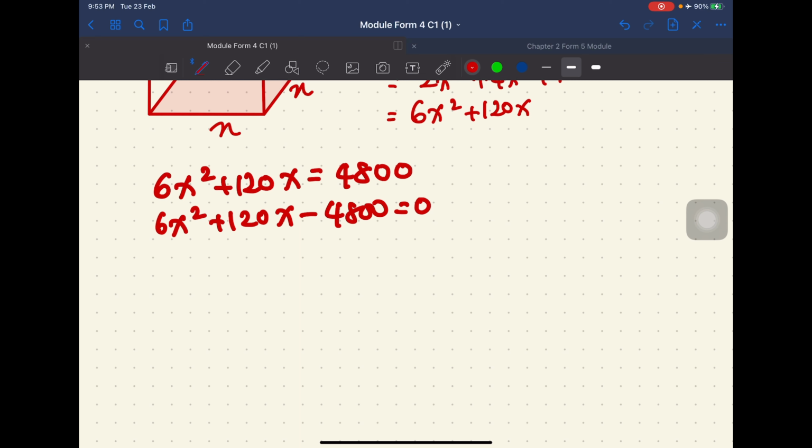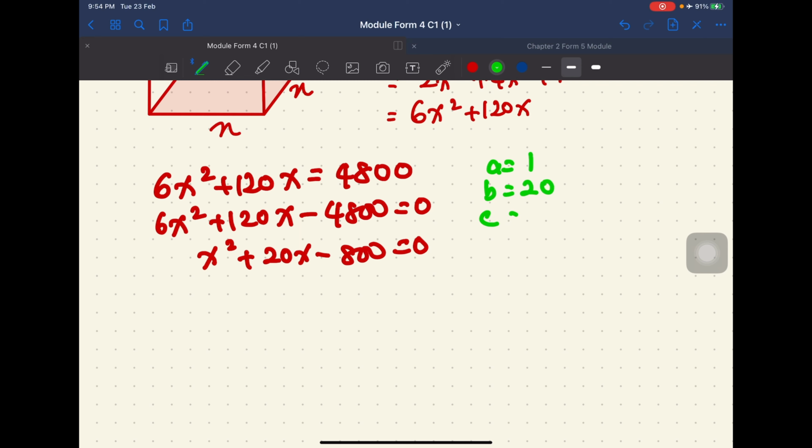Next, cuba simplify. Cuba permudahkan. Boleh simplify tak? Ni, bahagi 6 semua kan? So, bahagi 6, cuba kecilkan. So, kita akan dapat x square plus 20x minus 800 is equals to 0. Okay, so next macam biasa, kita cuba pakai backward solution. Tekan calculator EQN tadi. Kita tekan EQN, okay, masukkan A is equals to 1, B is equals to 20, C is equals to negative 800.